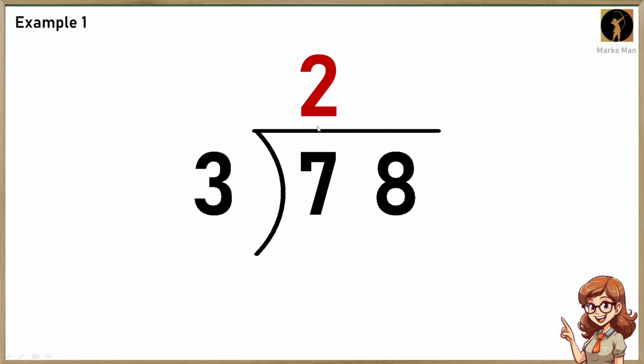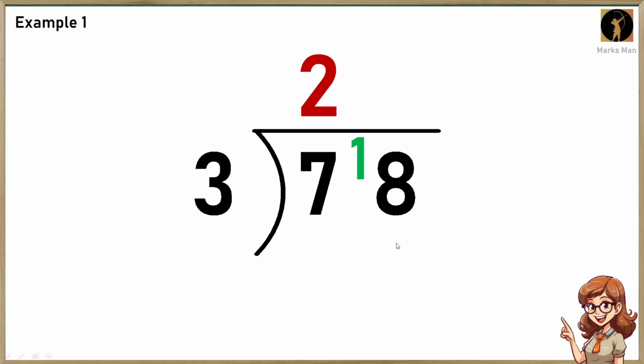Since there's 2 3's in 7, and then you need to multiply the answer to the divisor. So 3 times 2, that is 6. And then if you subtract 6 from 7, you will get 1. Then you need to write 1 on the left of number 8. Now 8 becomes 18. Now, what is 18 divided by 3?